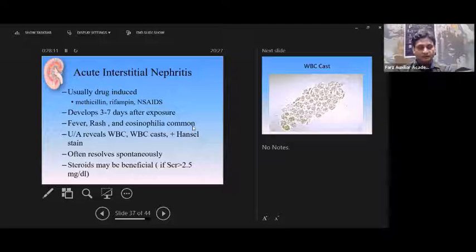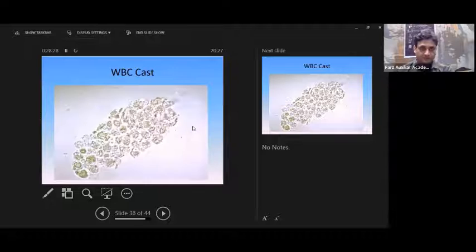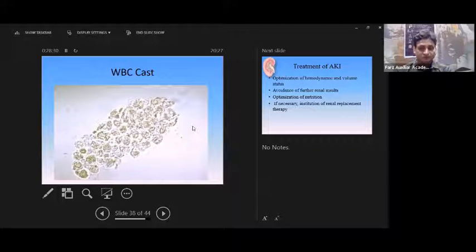It generally resolves spontaneously after stopping the underlying etiology, and many times we need to use steroids, especially if creatinine is more than 2.5 milligram per deciliter, or the patient has a persistent rise in creatinine, or non-recovering AKI. This is how the WBC casts look.